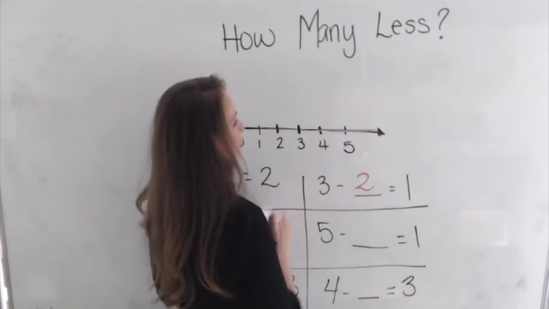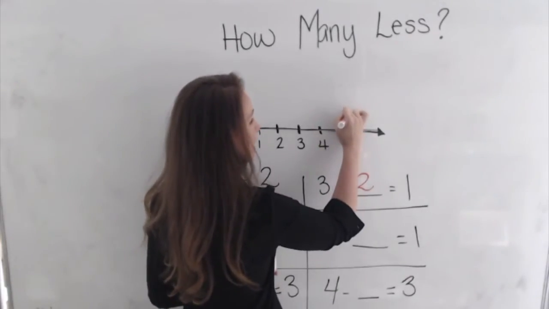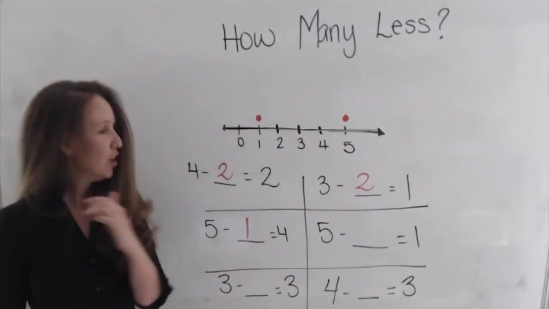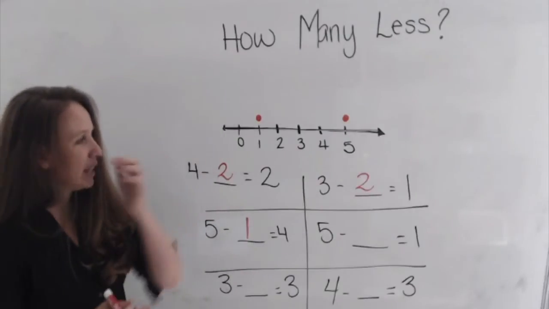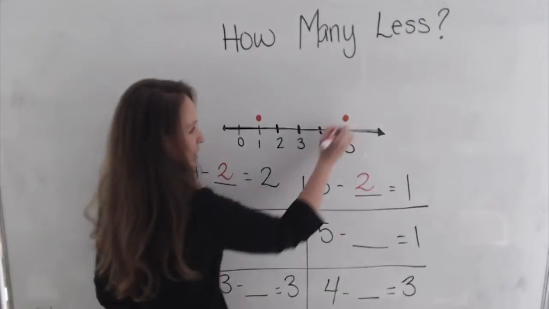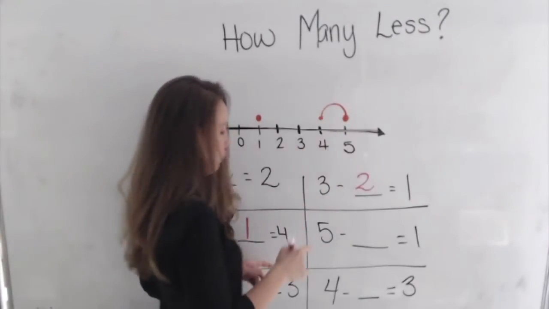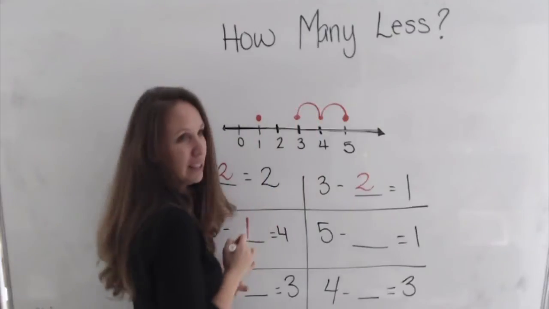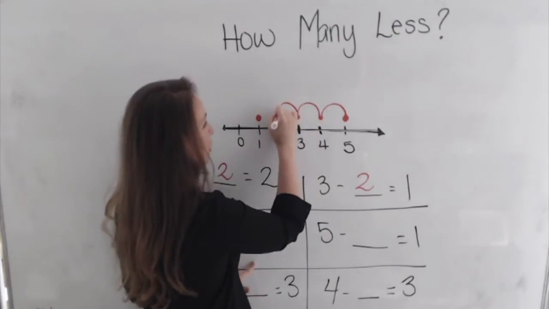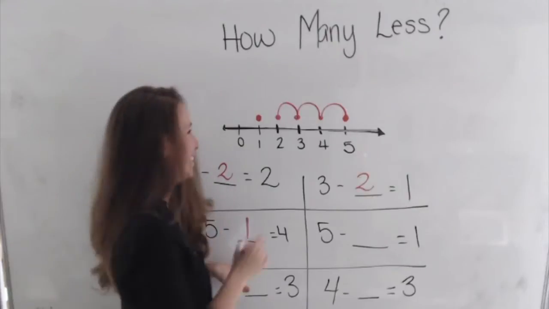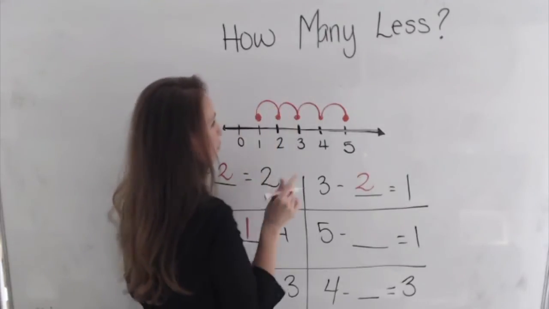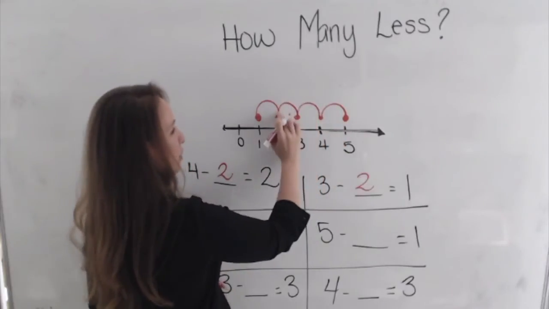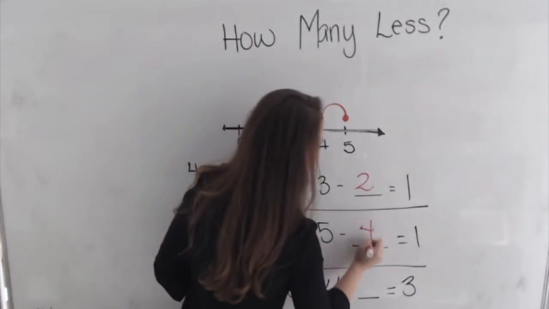So what if I started on 5 and I wanted to get to 1? Okay, let's try this one. How do we count from 5 to 1? Let's start counting. 1 unit brings me to 4. We know that from here. 2 units bring me to 3. 3 units brings me to 2. And 1 more, 4 units brings me to 1. So I drew 1, 2, 3, 4 humps to get to 1.